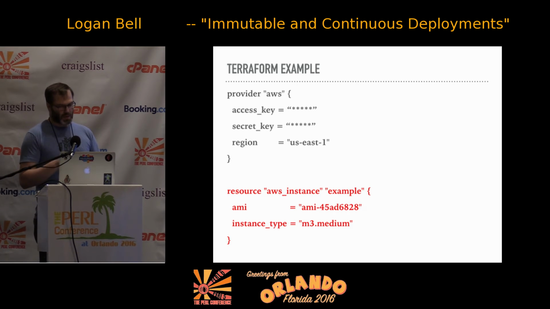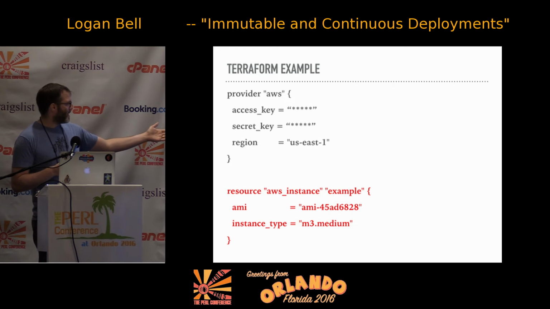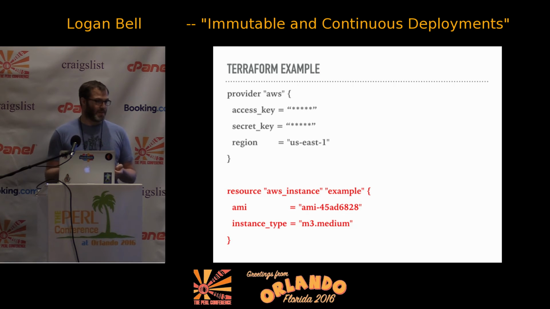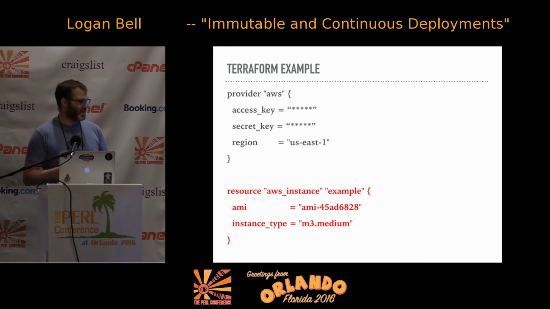So I'll go over an example here where you can reference a security group in an instance, or you can reference an ELB. You can set up an ELB that references a particular set of instances and those sorts of things. So this one here, we're using an AMI that we've saved off somewhere, and the instance type is an M3 medium. That's just Amazon terminology. They have various different types of instances that you can pay for. Some are free, some are not.